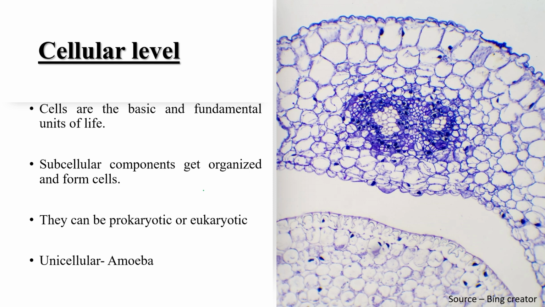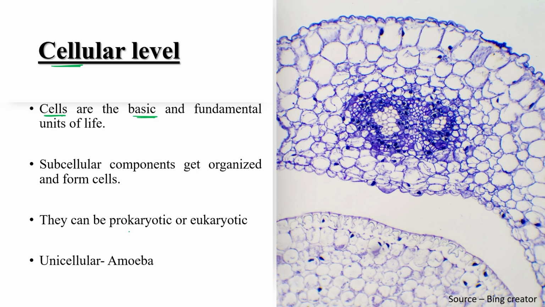Then at the cellular level, cellular means cell. Right. So what is a cell? Cells are the basic structural and functional unit of life. So subcellular components get organized and form cells.